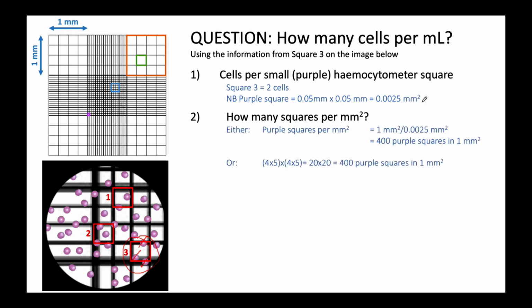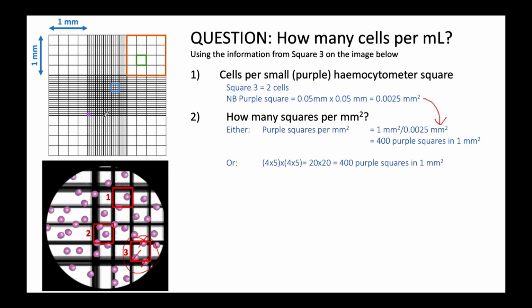The next thing we need to do is to work out how many of those little purple squares we have per millimetre squared. There are 2 different ways you could do this. You could say that to get the number of purple squares per millimetre squared, we can just do 1 millimetre squared divided by the size of the square. So 1 millimetre squared divided by 0.0025 millimetre squared tells us there are 400 purple squares in 1 millimetre squared.